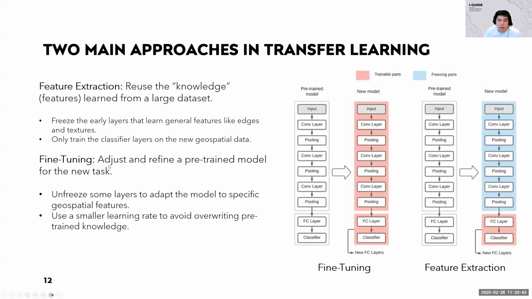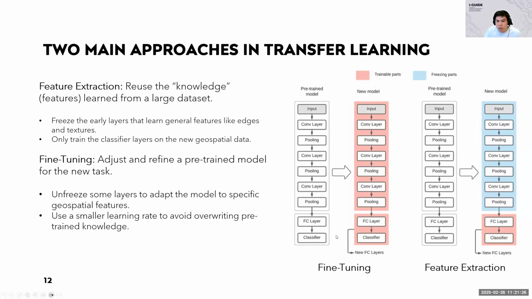The next approach is fine-tuning. Fine-tuning is basically where we adjust and refine the pre-trained model to the new task. So we unfreeze some layers or all the layers of the model, and then we adjust the weights or the knowledge inside the model to specific geospatial features or input. One key thing in fine-tuning is that we have to use smaller learning rates to avoid overwriting the pre-trained knowledge in the model itself.